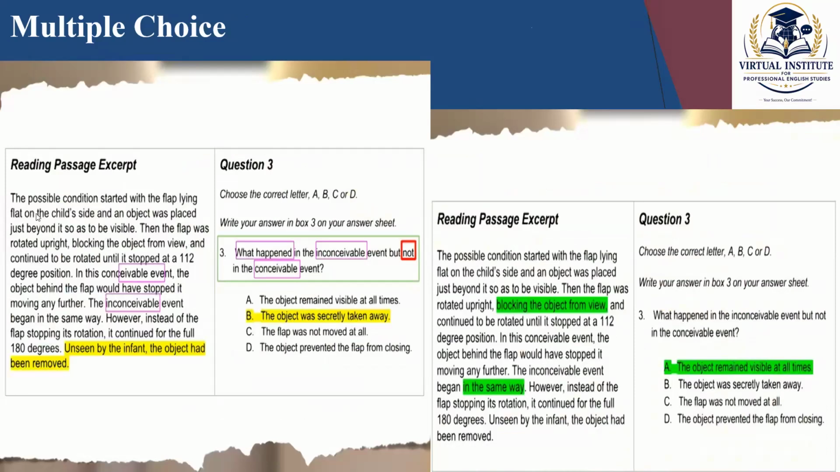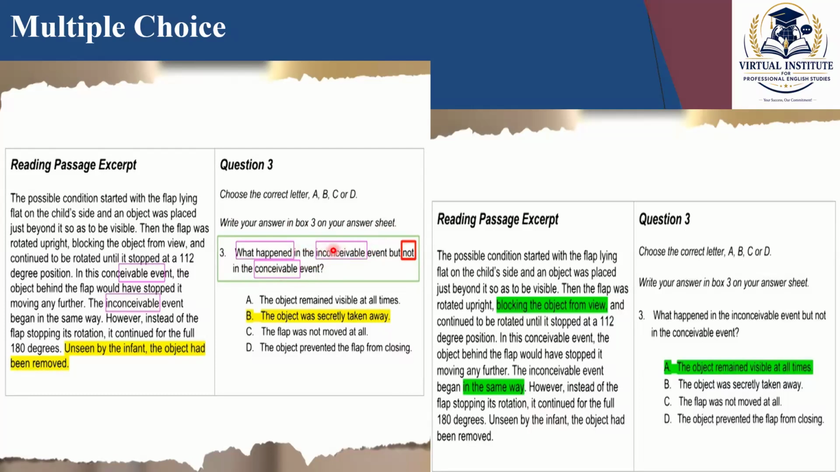Now, here, as we have mentioned, how to do this task. For example, we have this passage, and in this passage we have this question. Choose the letter A, B, C, or D. Write your answers in box 3 on your answer sheet. So the question is, what happened in the inconceivable event, but not in the conceivable event? Now, you see, we have two things, inconceivable and conceivable. But the question is, what happened in the inconceivable?